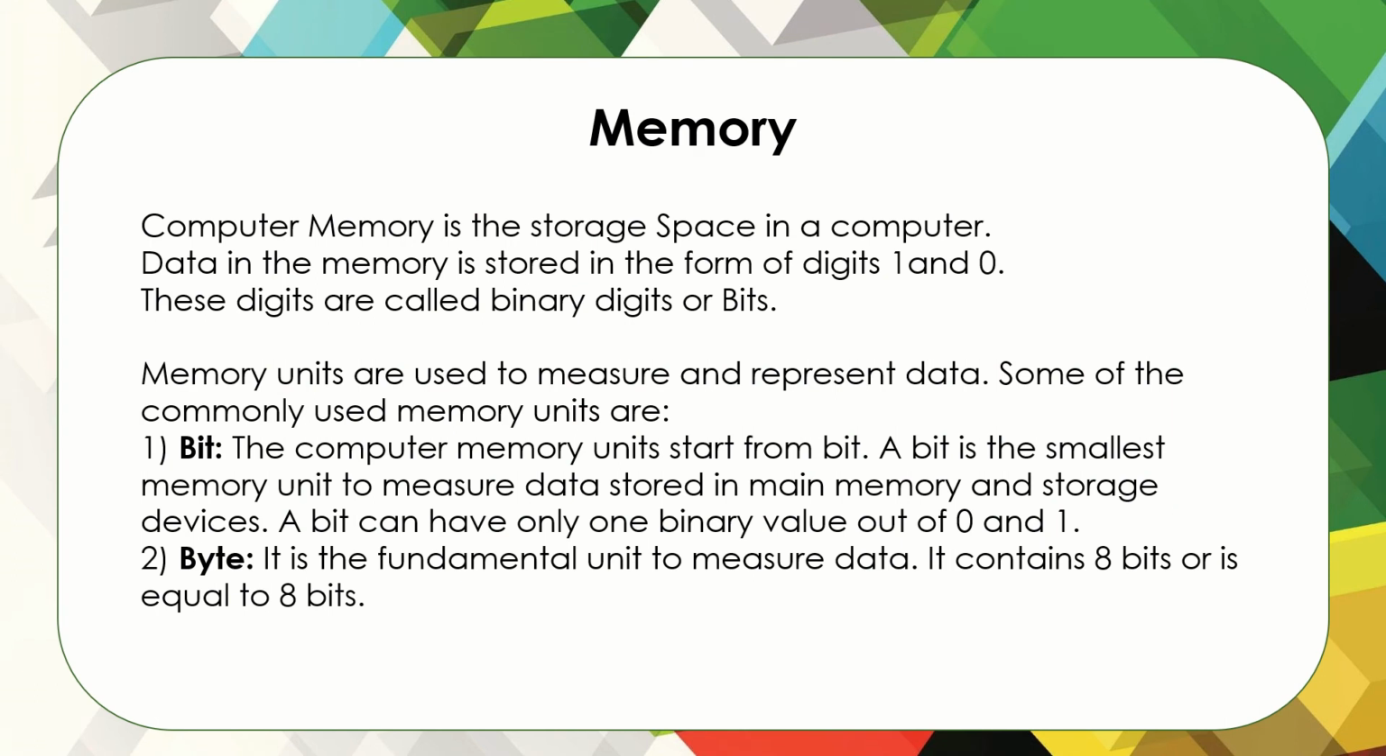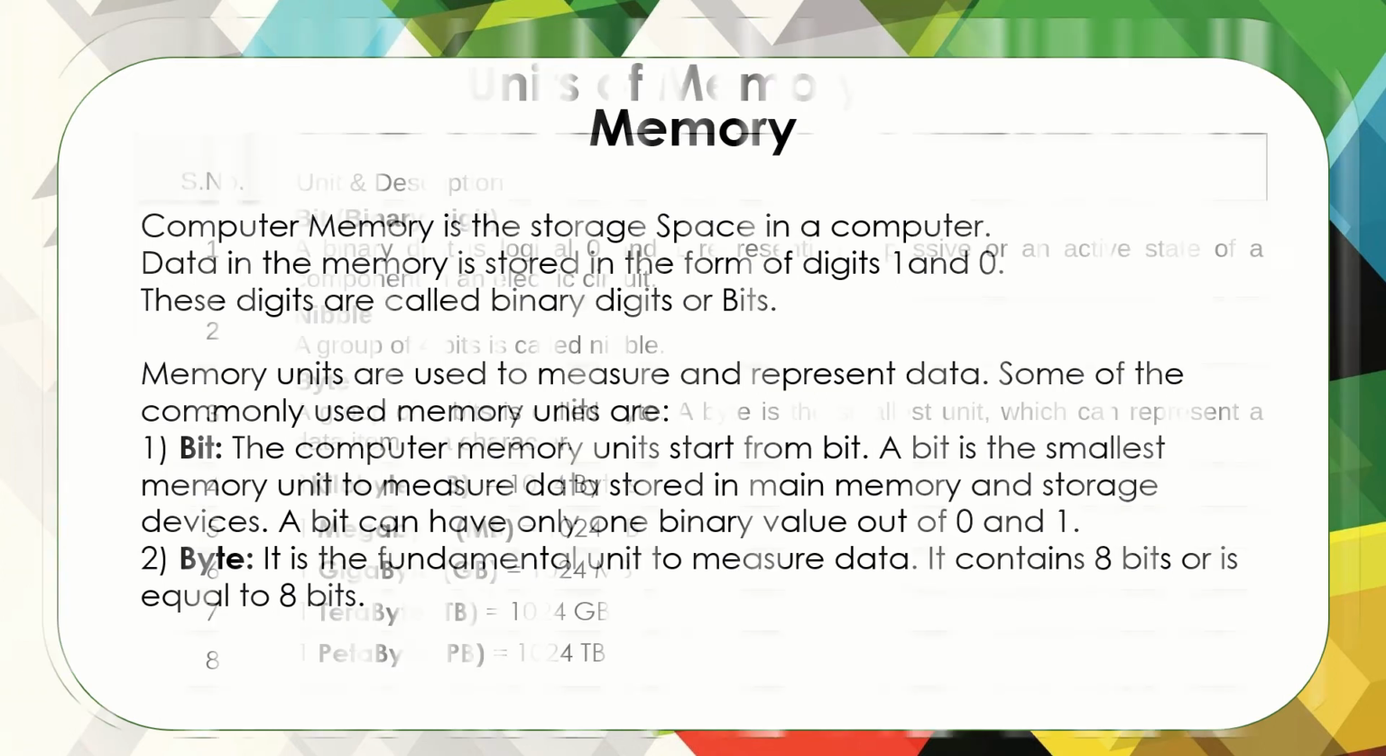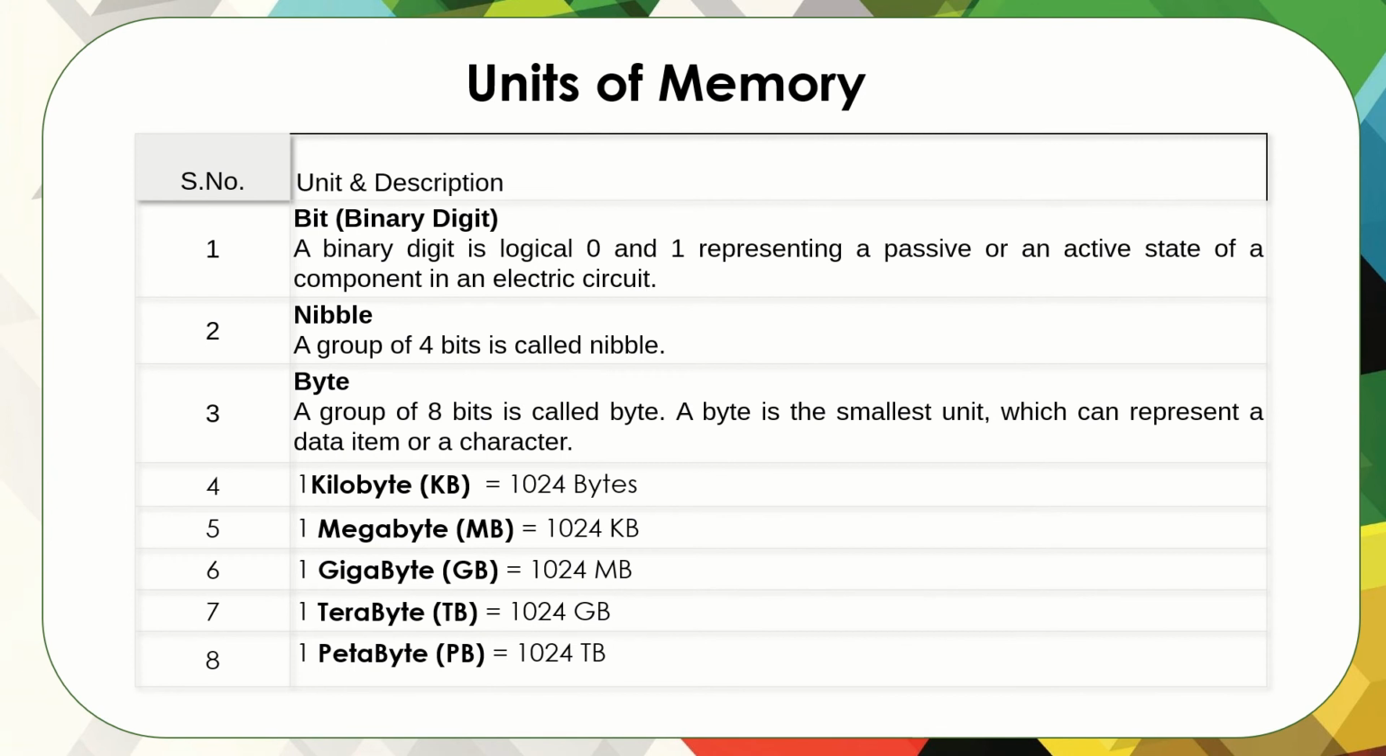The computer memory units start from bits. A bit is an elementary unit of the memory. Eight bits together form a byte, and a byte is the fundamental unit, or you can say the smallest unit which can represent a data item or a character. And as I discussed in the last session, there are other, larger units.